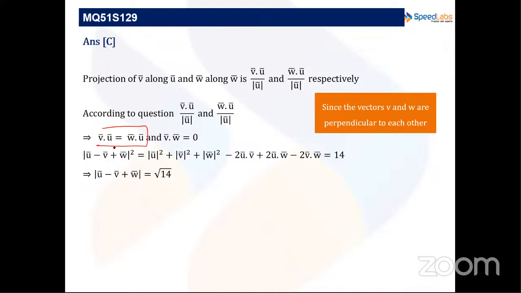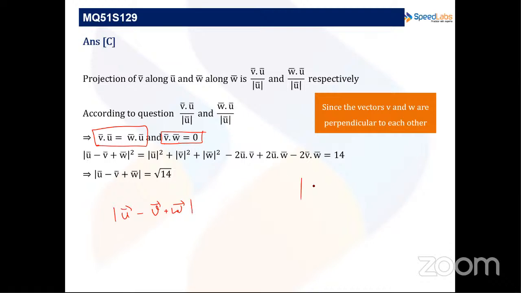So we are having this, and it is also given that V and W are perpendicular to each other. Since these two vectors are perpendicular, their dot product will be 0. Now if you have to find the magnitude of any such vector, we are having the combination U minus V plus W, and we need to find its magnitude.